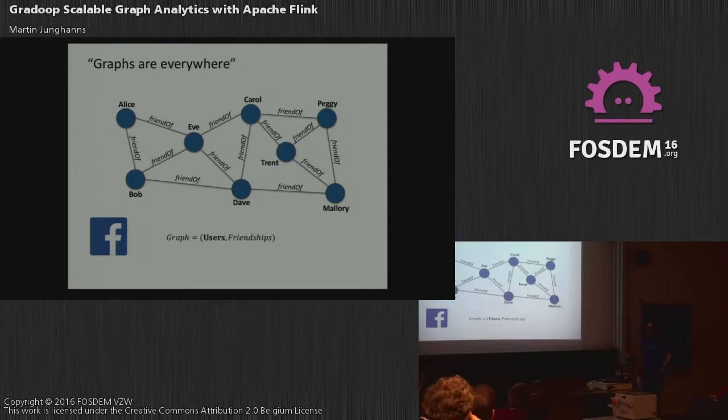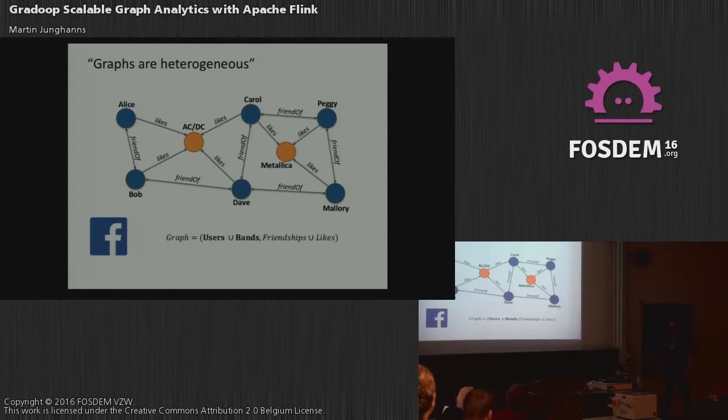What you can often see in those real-world graphs is that they are heterogeneous, which means that you have not only one kind of vertex or one kind of edge, you have multiple vertex types or edge types. For example, now we have persons, still blue, and we have bands, for example, AC/DC or Metallica. And you have different kinds of relationships, like friendship still and likes relations.